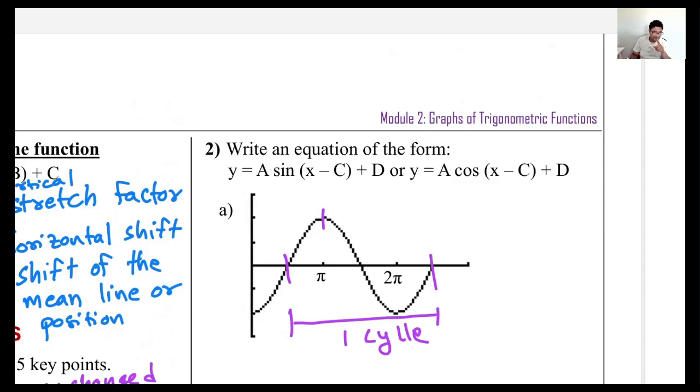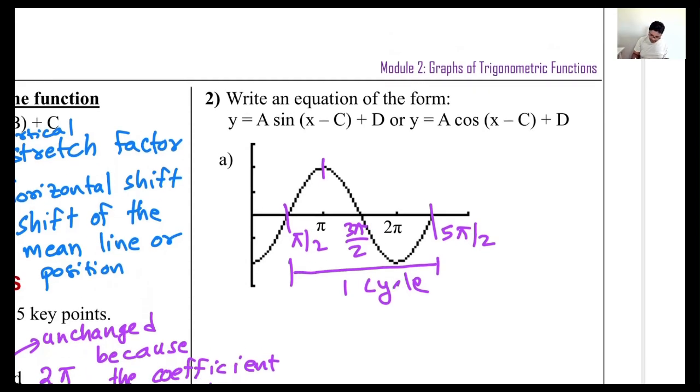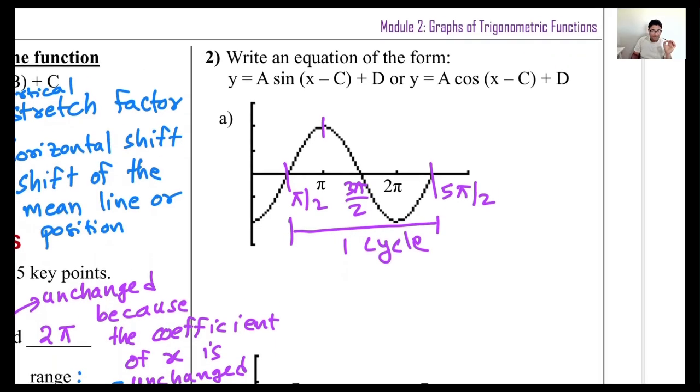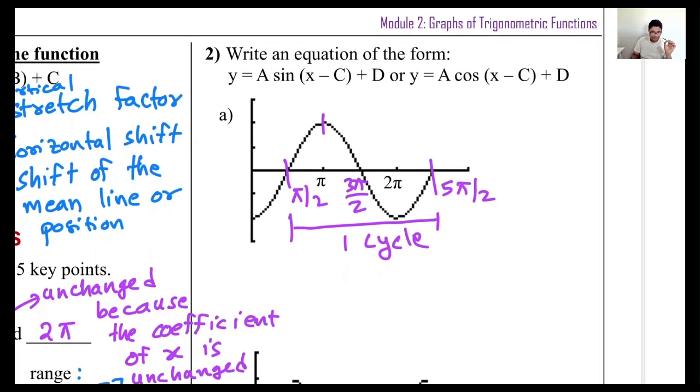So if that is pi, this is halfway. This is at pi over 2. And pi over 2, pi, 3 pi over 2, 2 pi. So the next one would be plus pi over 2, which will take you to 5 pi over 2. So from pi over 2 to 5 pi over 2 is your complete cycle, one cycle of the graph. If you started at the origin, that graph would have been sine x. So you can write this as a transformation of sine. We can go with this.